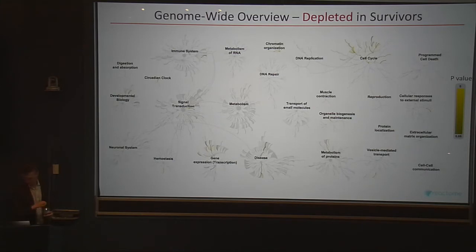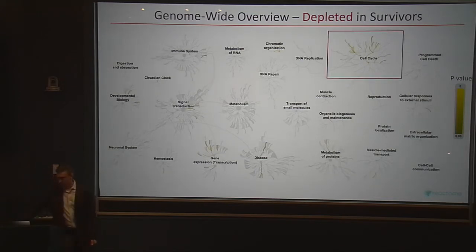So this is the RNA-seq data, which is plotted in a way that just lets us look across the genome at different cellular processes. And the more gold something is here, the higher the significance is, for the difference between the survivors and the bystanders for what was depleted. The first thing that came up was cell cycle.